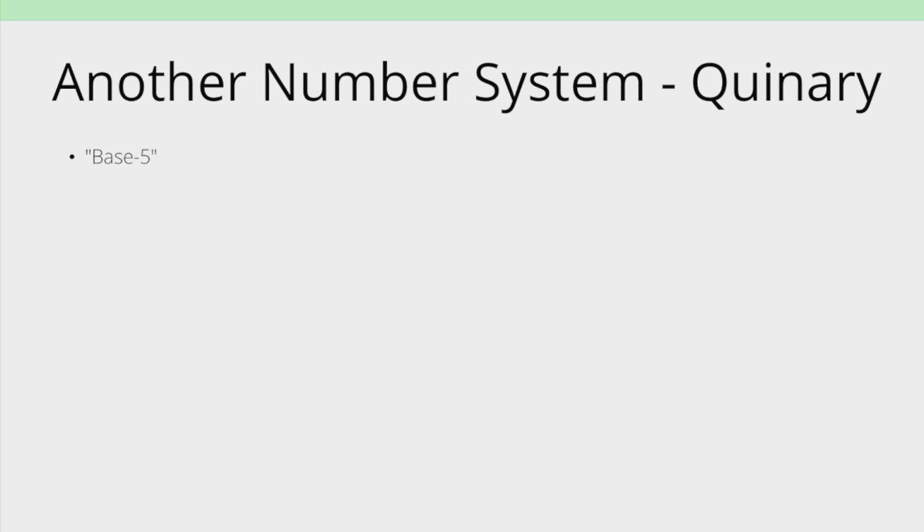Let's go ahead and learn about another number system. This one's not used quite as often, but it's base 5. So if decimal base 10 has 10 symbols, and binary base 2 has 2 symbols, how many do you think this one has? Yeah, 5 symbols. And they are 0, 1, 2, 3, 4. Notice there are 5 symbols that we have to represent all numbers with.